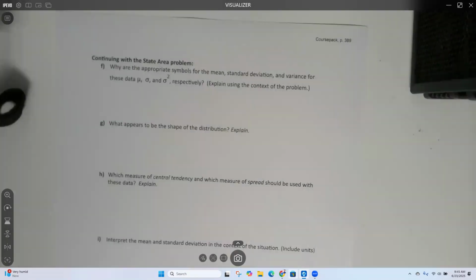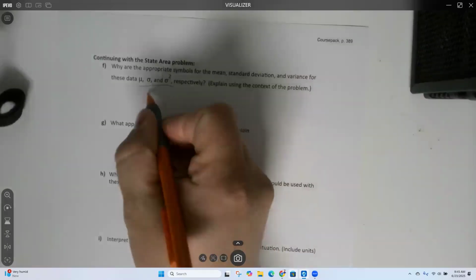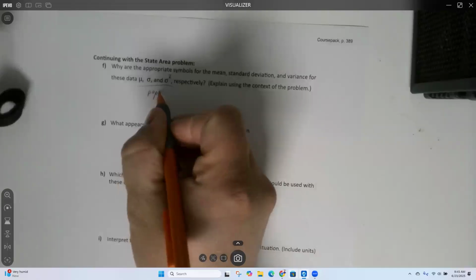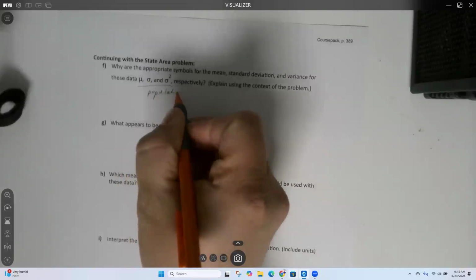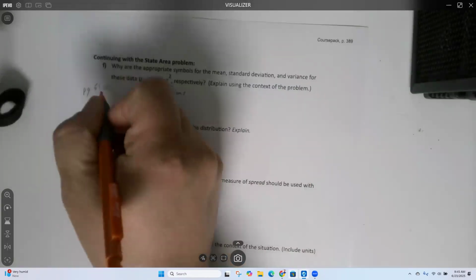It's still continuing with the area example. So these are for populations. Okay, so we already mentioned that. So find that on page 61 and 68.